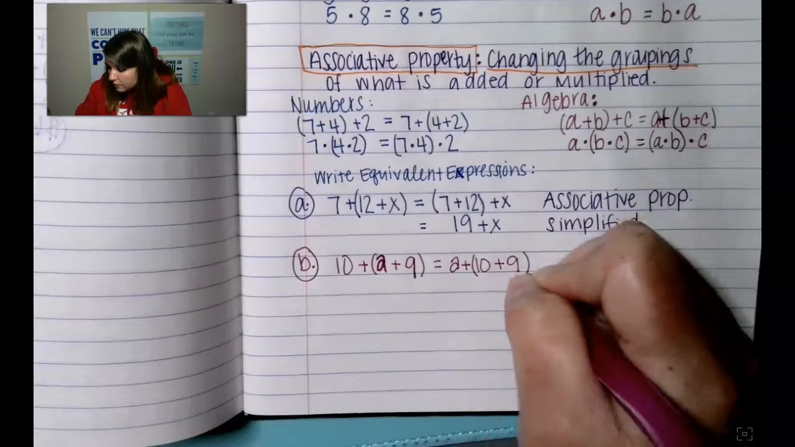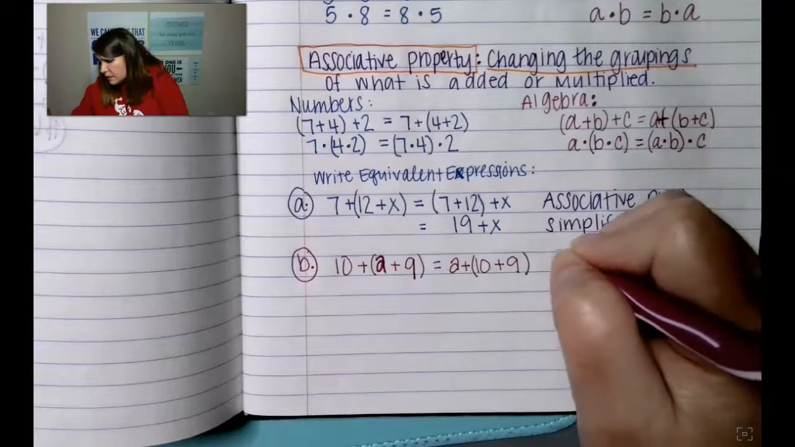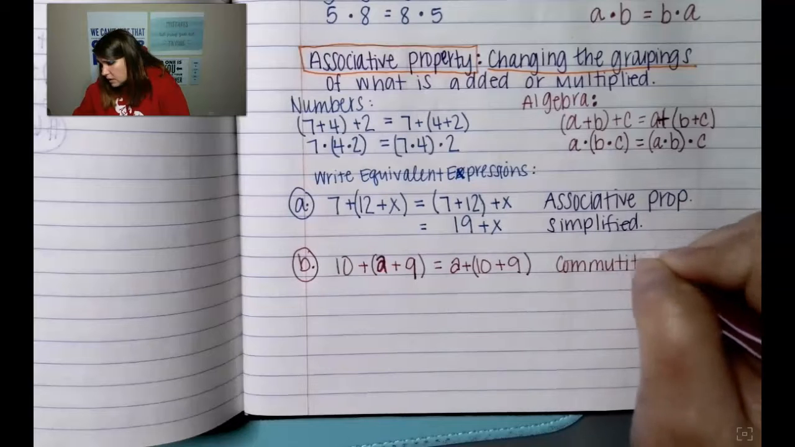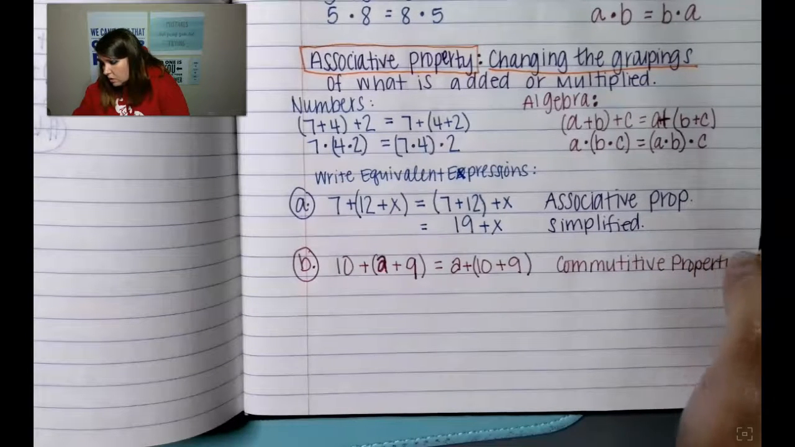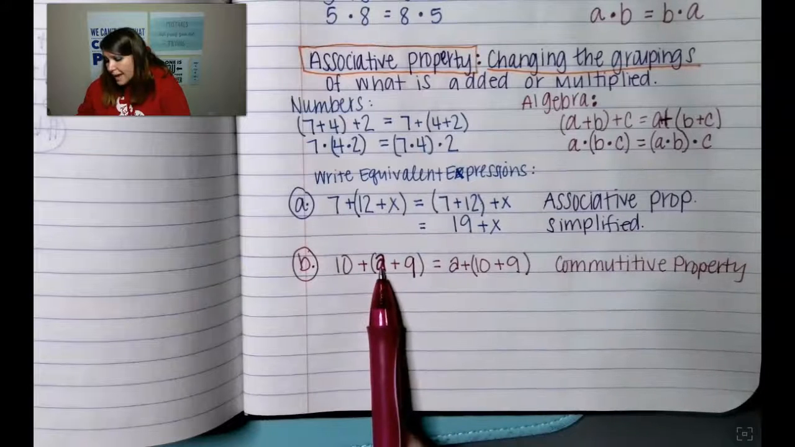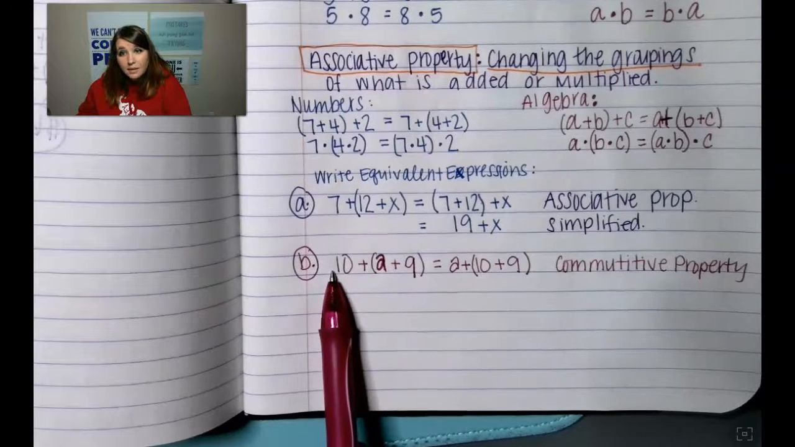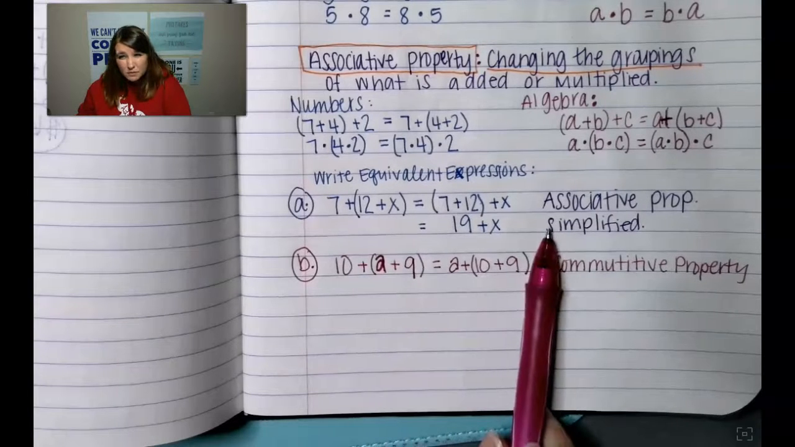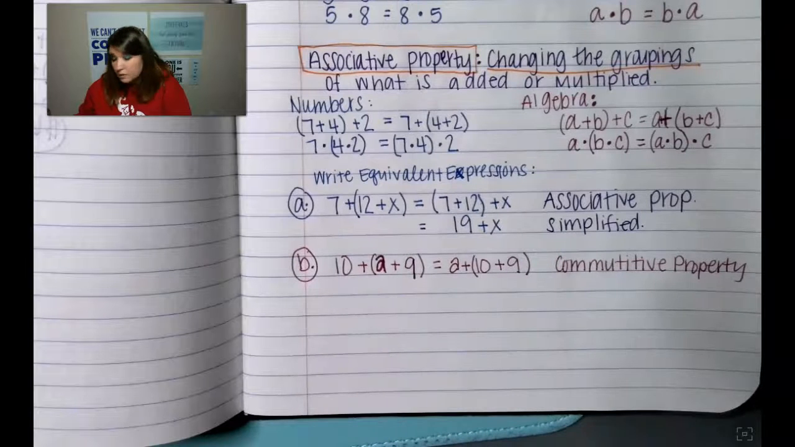And then I'm going to move my parentheses. So those are the same. So I'm using the commutative property. I had to move my A around because my ultimate goal is to combine the 10 and the 9. I want to get down to simplified. And it can't simplify if the A is right in the middle.